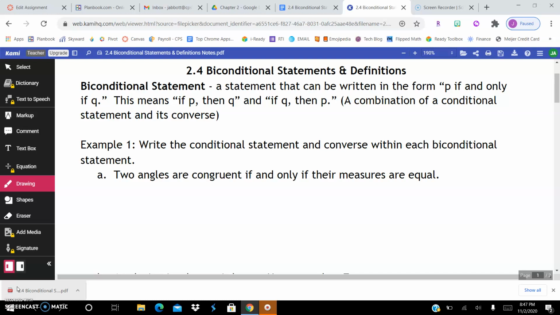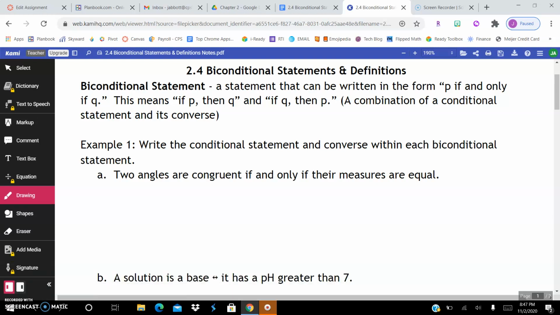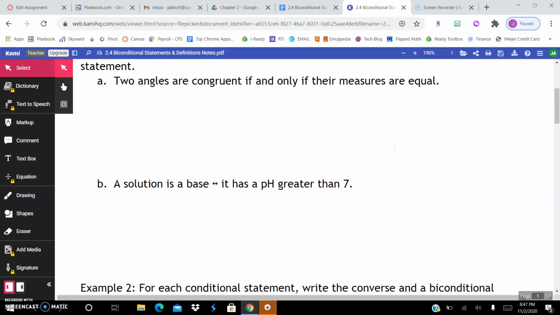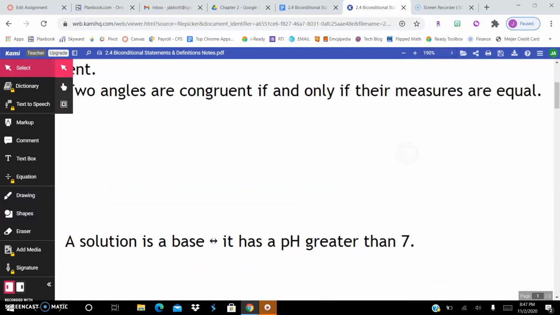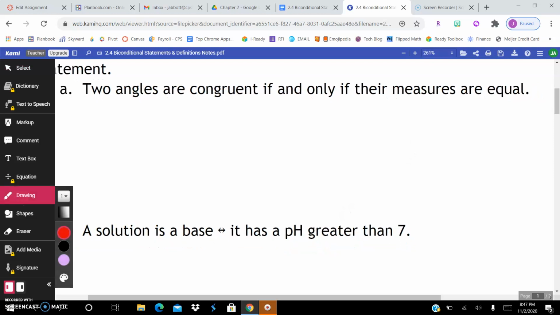So for example 1, it says write a conditional statement and converse within each biconditional statement. So our first one given here is two angles are congruent if and only if their measures are equal. So the first part, two angles are congruent, is the P. And then if and only if, so that tells us it's a biconditional. Their measures are equal, and that's our Q.